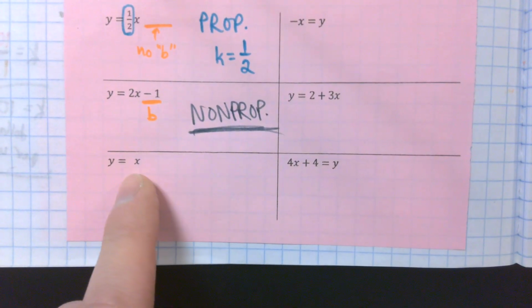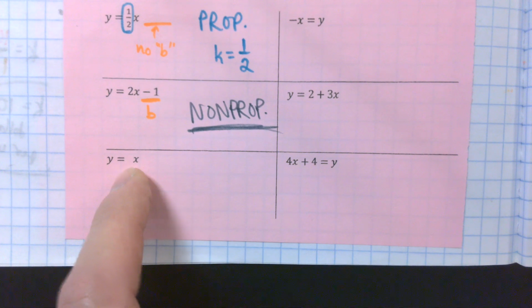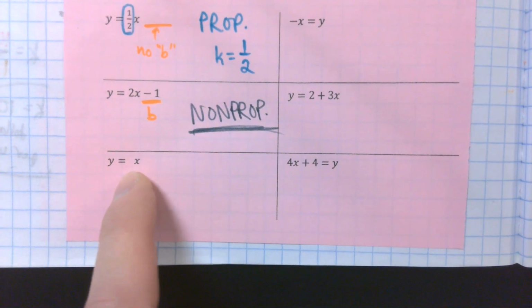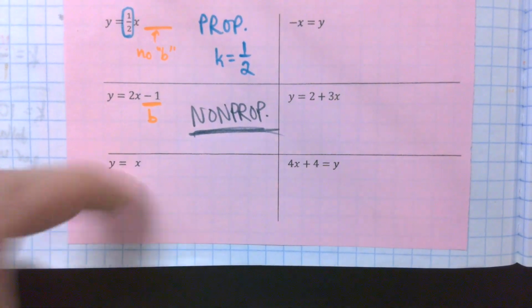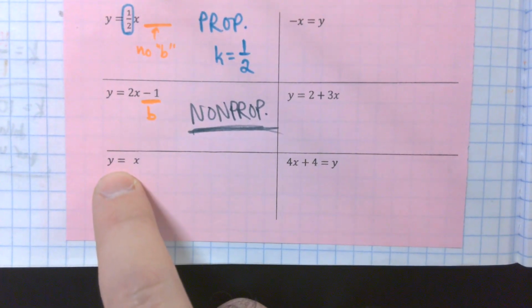Now let's look at this bottom one. All it says is y equals x. So think about it for a second. We're going to determine if this is proportional or non-proportional. I want you to give me a thumbs up if you think this is proportional, and a thumbs down if you think this is non-proportional. What do you guys think?